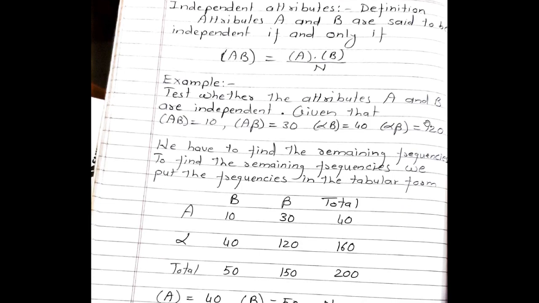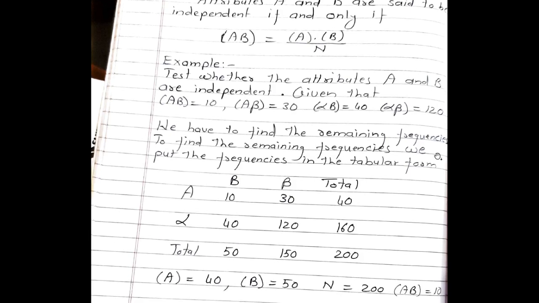Test whether the attributes A and B are independent. Given that AB is equal to 10, A beta is equal to 30, alpha B is equal to 40, and alpha beta is equal to 120. We have to find the remaining frequencies. To find the remaining frequencies, we put the frequencies in the tabular form as A, alpha, total, B, beta, total, and value of n. We don't have the value of n at this moment, so we'll replace all the class frequencies.